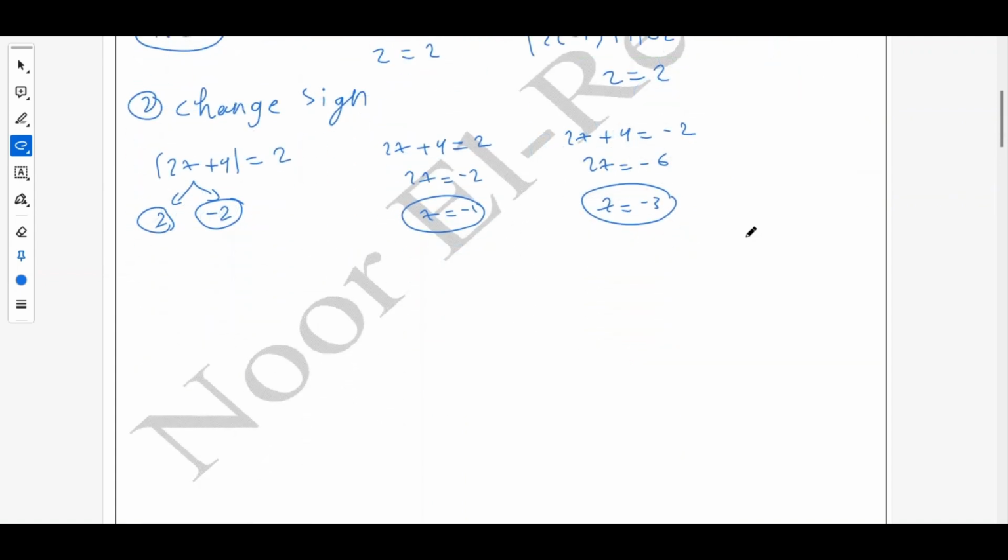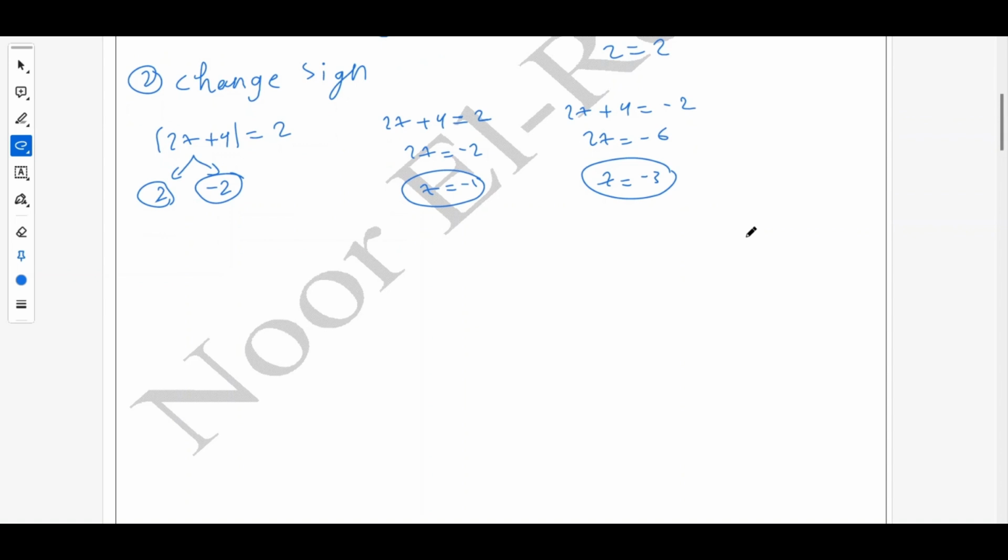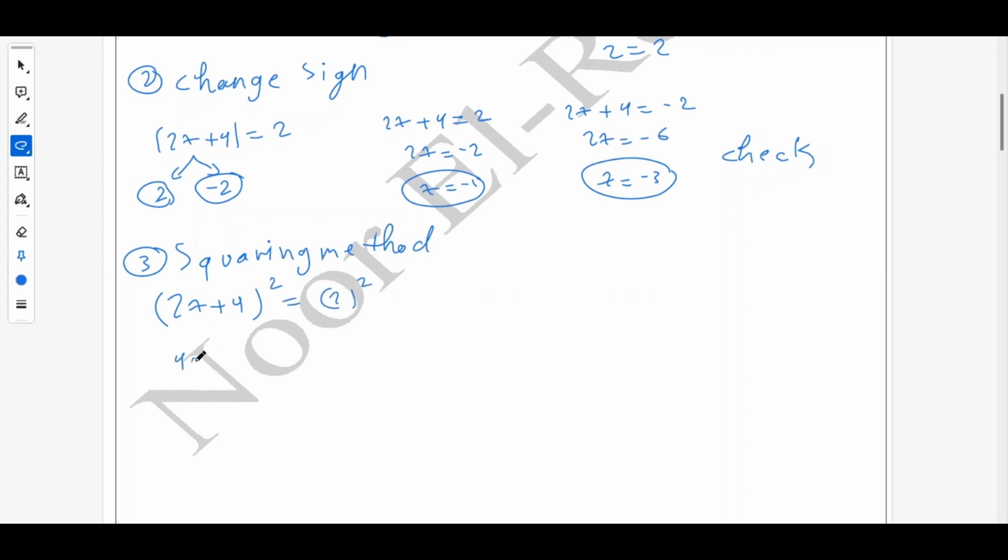As I always tell my students, you have to check. Always check. Way 3, squaring method. 2x plus 4 squared equals 2 squared. 4x squared plus 16x plus 16 equals 4. 4x squared plus 16x plus 12 equals 0. x squared plus 4x plus 3 equals 0.